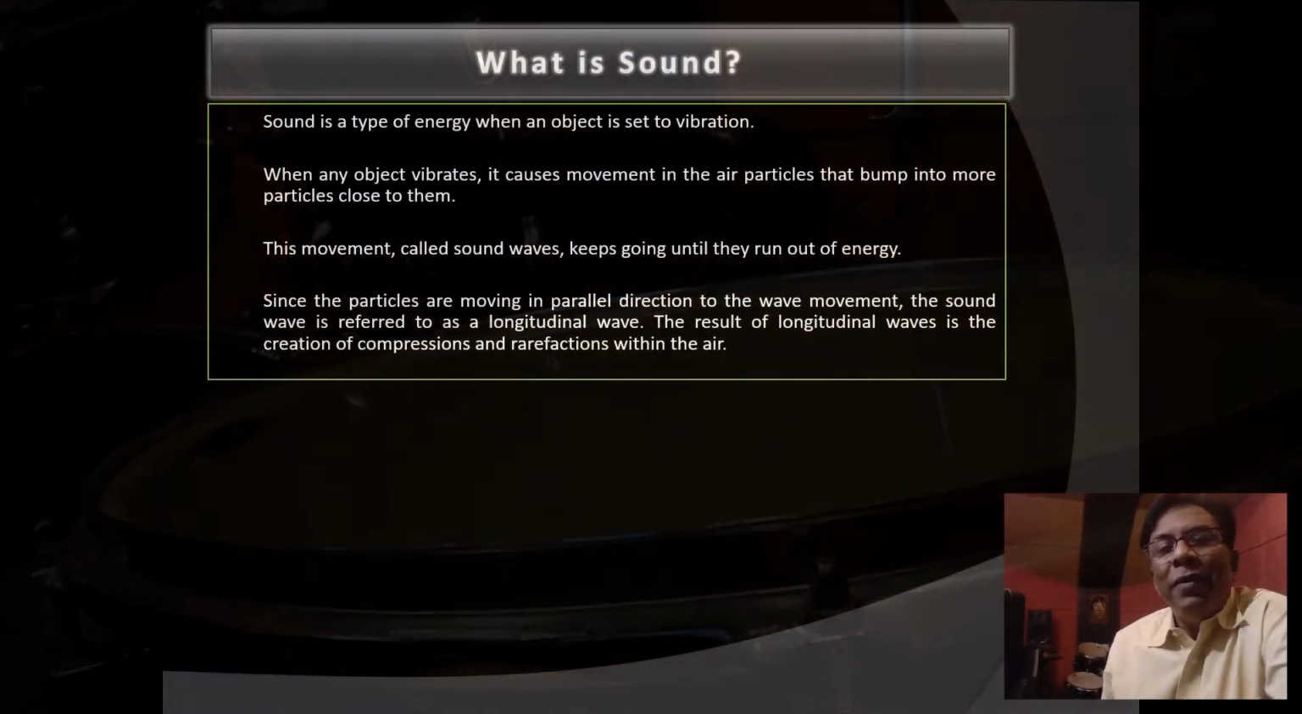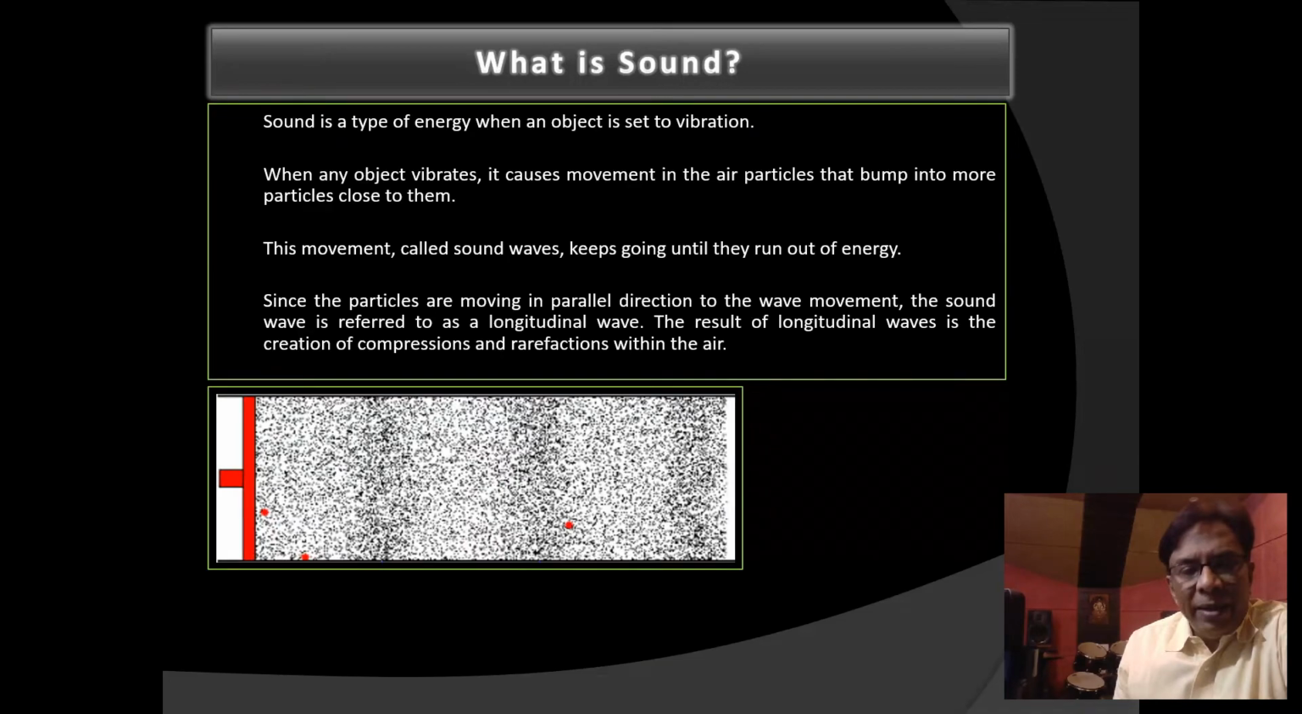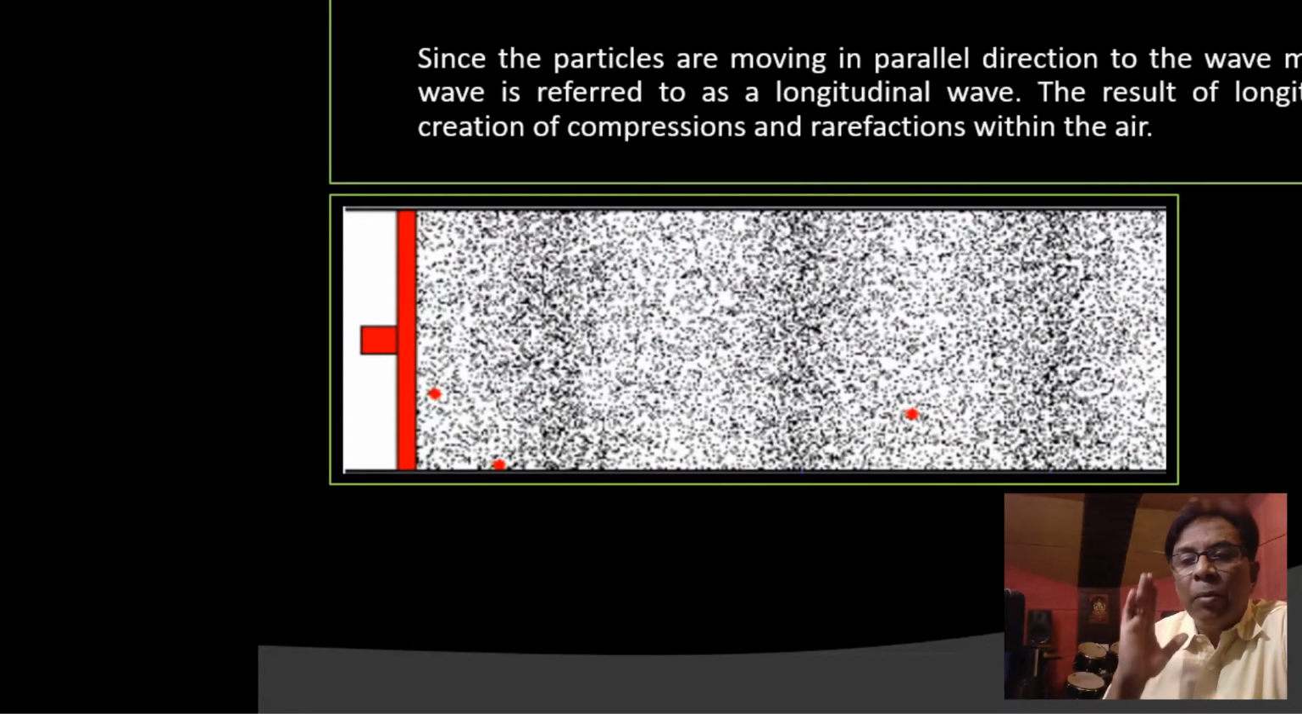Okay? So what really happens when this object is set to vibration? When the object vibrates in a to and fro motion, the air particles surrounding the object are also set to vibration, thereby hitting more and more particles beside them and transferring that energy from one particle to another particle, and it goes on till it runs out of energy. Okay? So this is represented by this diagram over here, wherein you have this movement.